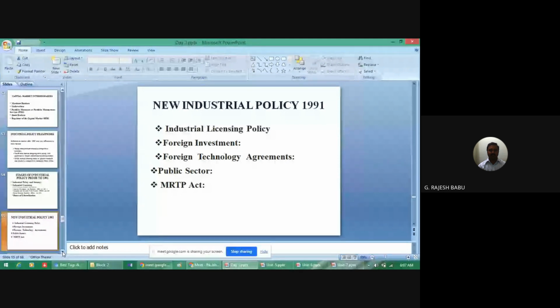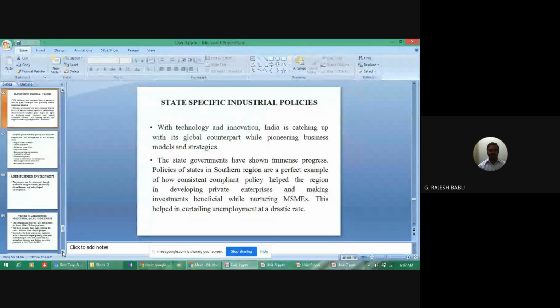State-specific industrial policies. With technology and innovation, India is catching up with its global counterparts while pioneering business models and strategy. The state governments have shown immense progress. Policies of states in southern regions are a perfect example of how constant compliance policy helps the region in developing private enterprise and making investment beneficial while nurturing micro, small and medium enterprises. This helps reduce unemployment at a drastic rate.